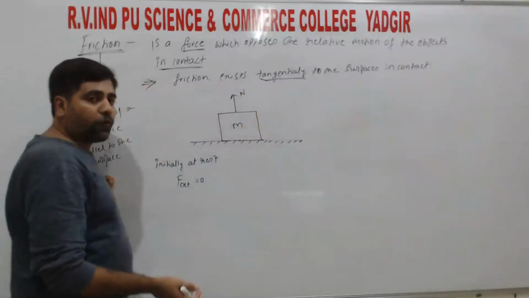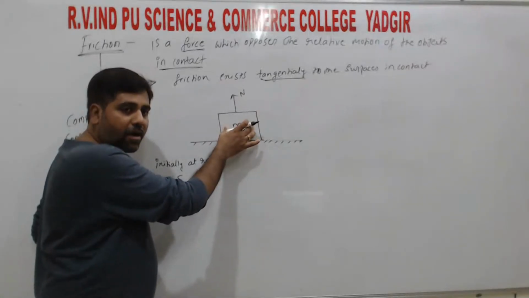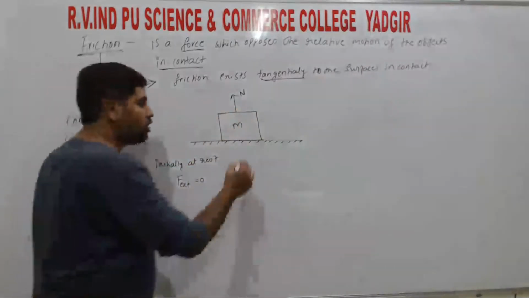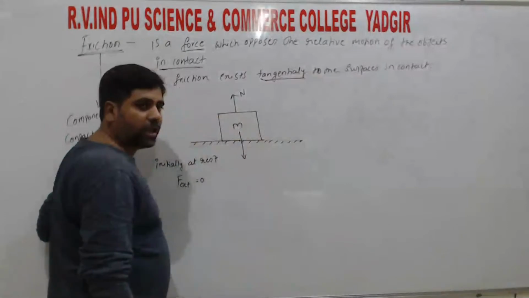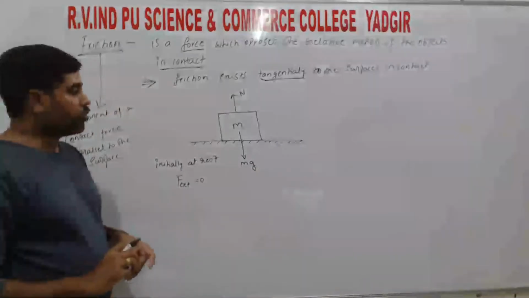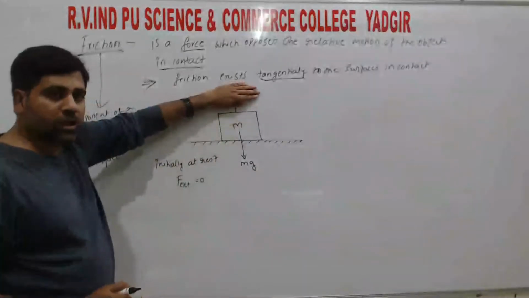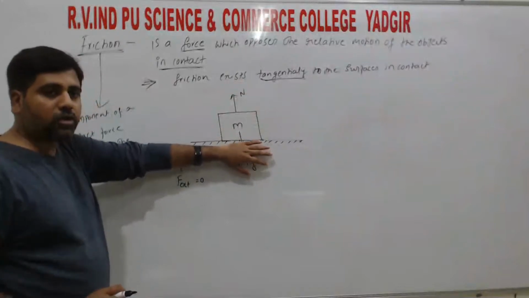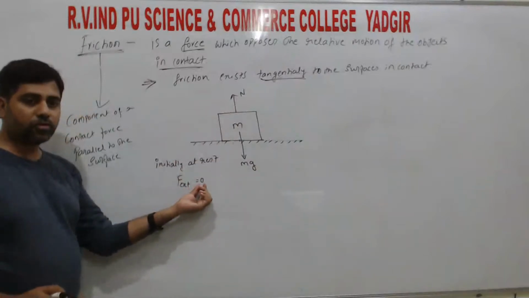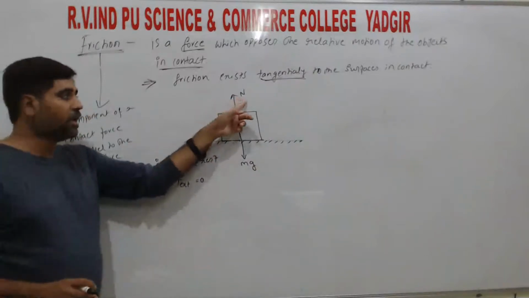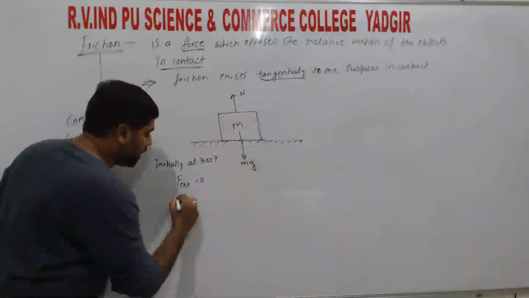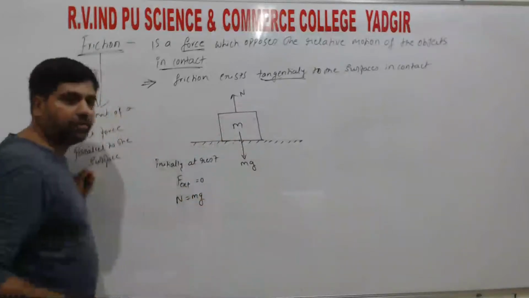Next, one more force is acting, and that force is the gravitational force. Each and every object experiences the gravitational force, and it is always directed towards the center of the earth, right? This value is m into g. As the normal force cancels the gravitational force or weight of the object, the object is at rest. So again, the external applied force F is 0, that means N cancels mg because both have the same value, that is N is equal to mg, right?